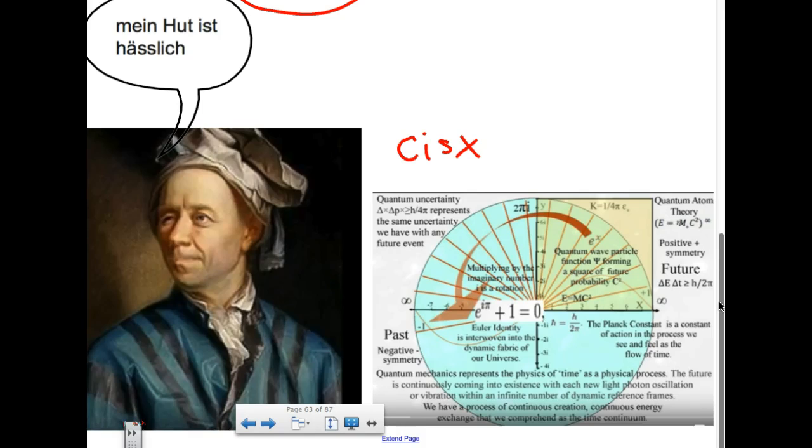Do you speak German? Sprecht, mein Hut ist hässlich. It says, my hat is ugly. And then this is e to the i pi plus 1 that I Googled, and it came up with this image that I have no clue about, but it looked cool. It's got quantum atom theory, positive symmetry, the future.